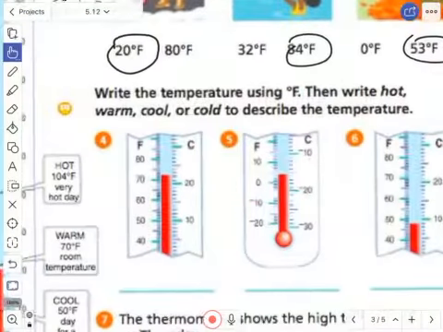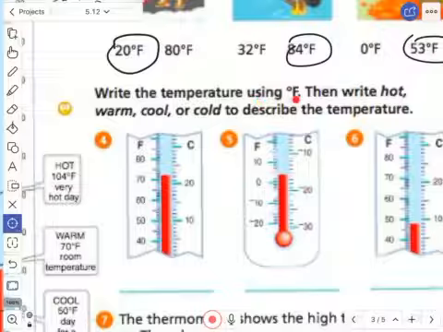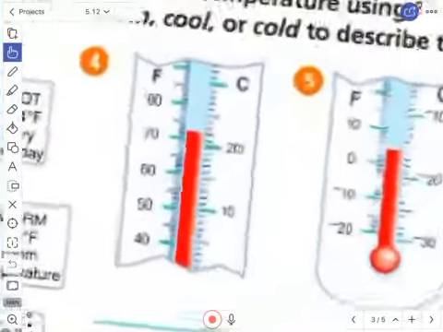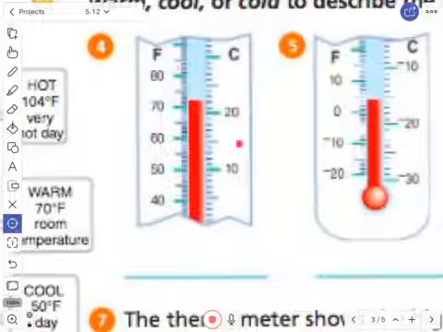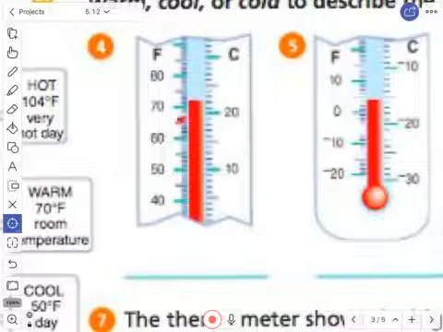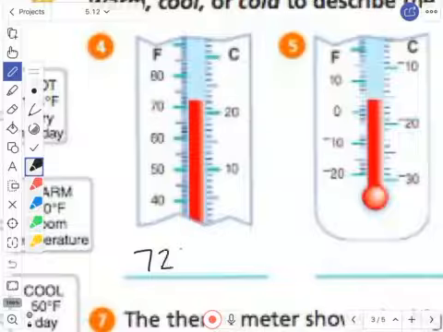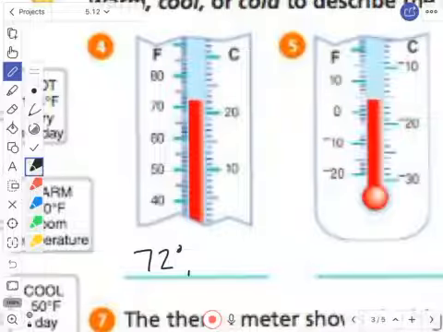Okay, now we are going to write the temperature using degrees Fahrenheit. Then write hot, warm, cool, or cold to describe the temperature. Again, they're really specific: Fahrenheit. So make sure when you look at the thermometer, you look at the Fahrenheit side, not the Celsius. Now I'm going to look my best here. Yours might be looking a little bit better. So at 40, 45, 50, 55, 60, 65, 70. It's past the 70, but not to the 80. Looks like 71, 72. 72 degrees, and I would say warm.